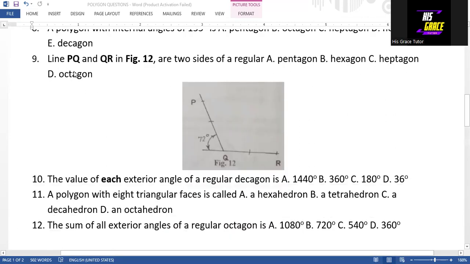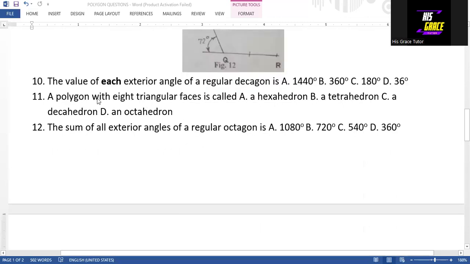Then question 9 says that lines PQ and QR in figure 12 are two sides of a regular pentagon. That is option A. I've said it before that the exterior angle of a regular pentagon is 72 degrees. So the answer to this question 9 is option A, which is pentagon.